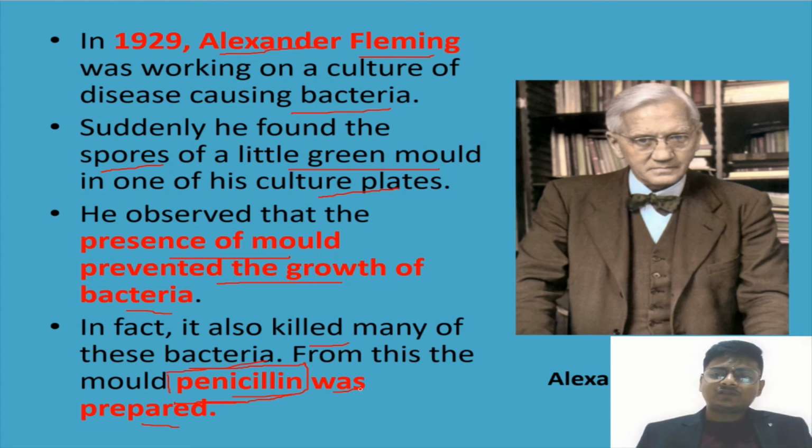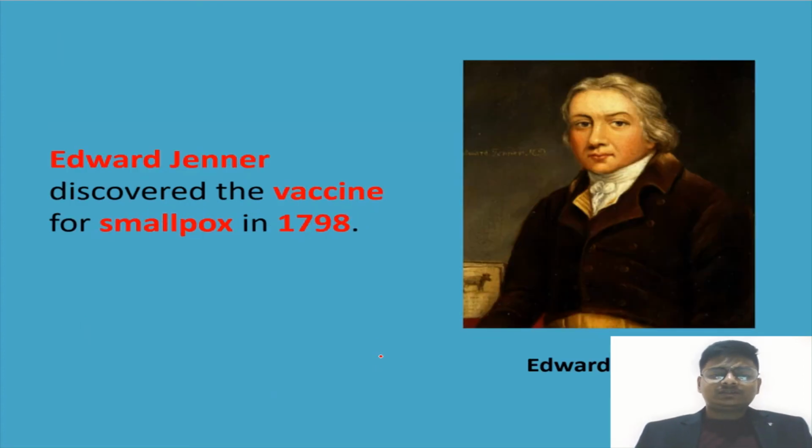Okay students, now Edward Jenner. What was discovered by Edward Jenner? Edward Jenner discovered the vaccine for smallpox in 1798. Okay students, will everyone remember this? Yes or no? I guess yes.